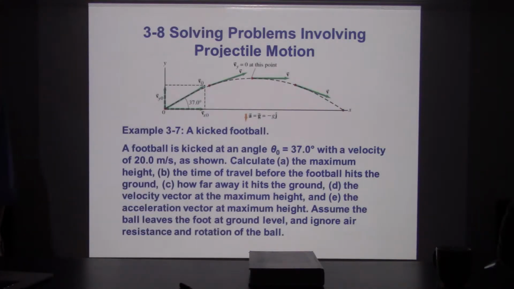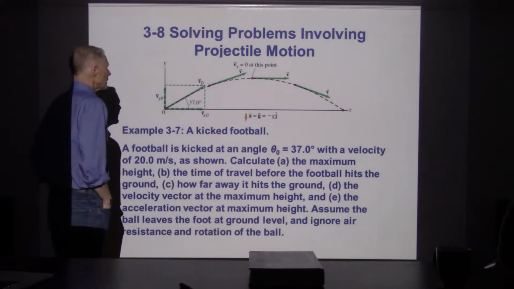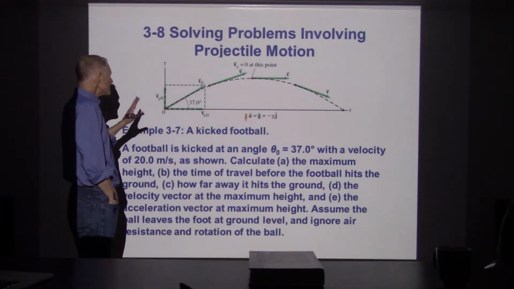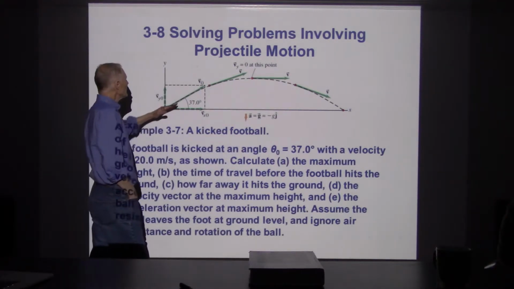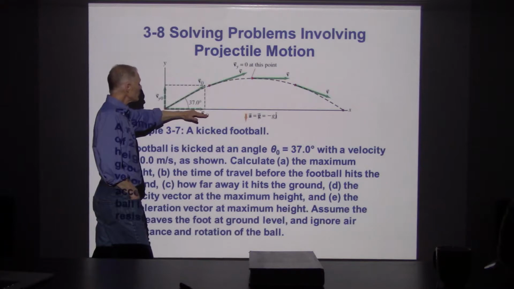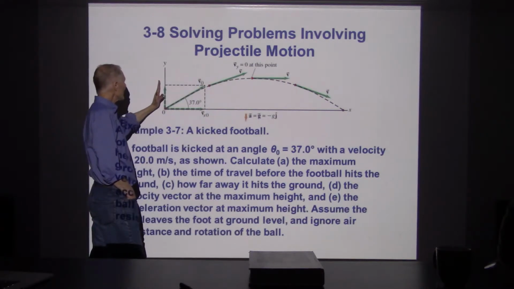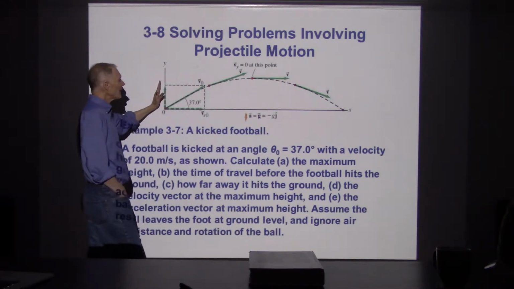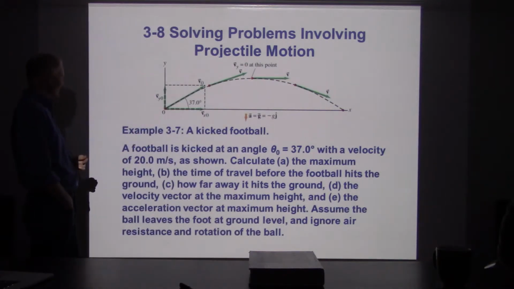All right, here is a kicked football. So it's another example, projectile motion. This time it's a little more complicated because we're starting at the ground and we're angling this at 37 degrees. And so I now have initial components in the x and initial components of velocity in the y. Everything else is kind of the same.